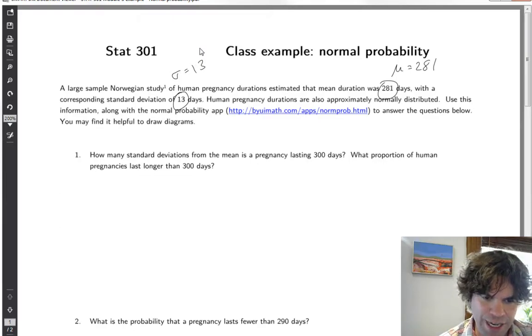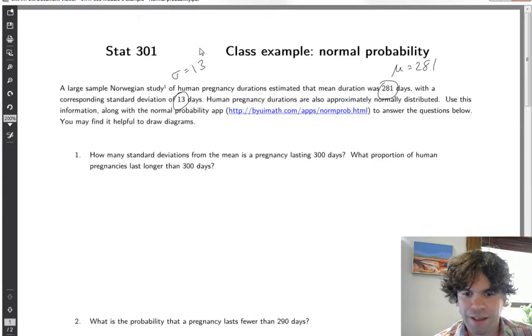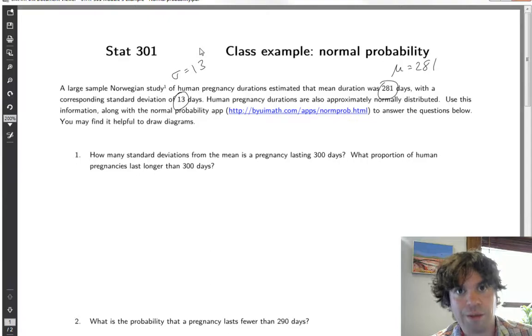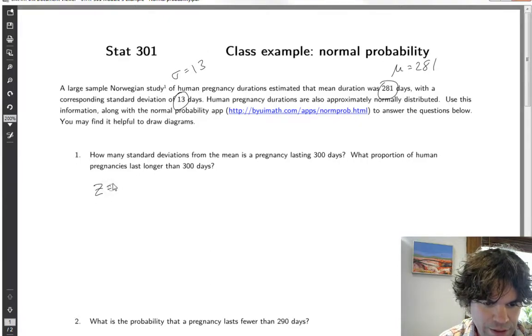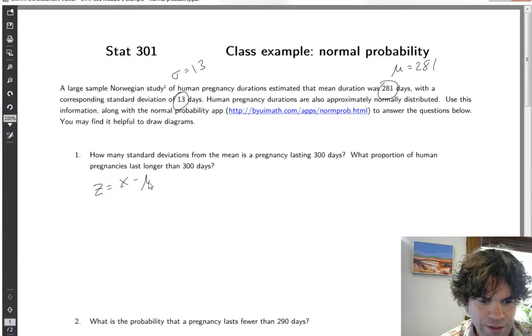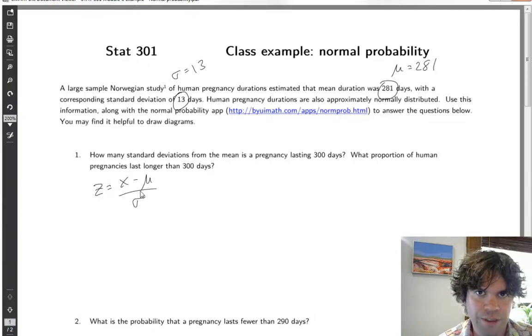Okay, first question. How many standard deviations from the mean is a pregnancy lasting 300 days? And what proportion of human pregnancies last longer than 300 days? So this first part, how many standard deviations from the mean? When you hear that language, we're talking about a z-score. We're talking about standardizing the value of a variable and converting its units from whatever its original units were to number of standard deviations away from the mean. And so here's our formula: z equals x minus mu over sigma.